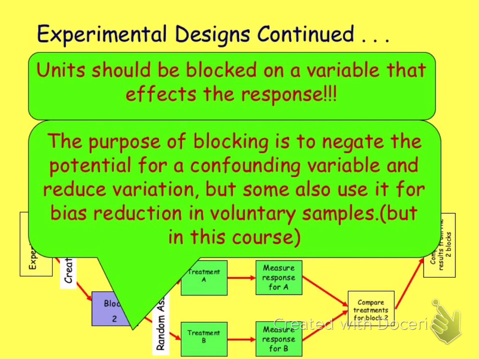So the purpose of blocking is to negate the potential for a confounding variable and reduce variation, but some also use it for bias reduction in voluntary samples. Reduce variation, remember when we did the jelly blubber activity and for stratified, everyone got a pretty similar answer? That's kind of the same thing for blocking here. So you don't want answers all over the board. You want to try to reduce variability, so blocking will help do that.